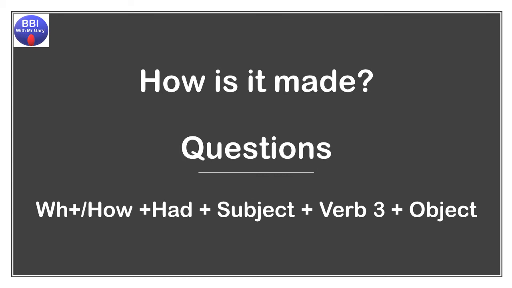Right, let's look at how we make a question with the past perfect. So we would need a WH question, a who, what, where, when, why, or a how type question. Then we add had or hadn't. Then we add the subject, followed by the past participle, followed by the object.